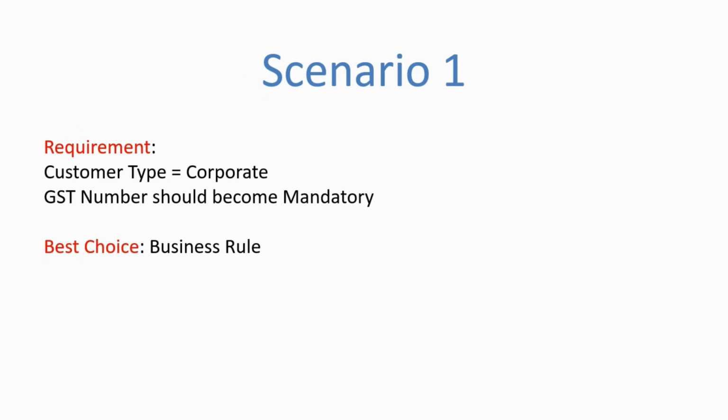Let's look at our first real-time scenario. Suppose the business requirement says that whenever the customer type is set to corporate, the GST number should become mandatory. Which approach should we use? The answer is business rule, because this is a simple validation that doesn't require any coding or data retrieval. Using a business rule keeps the solution simple.